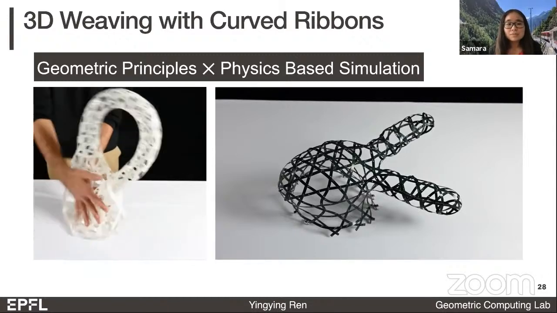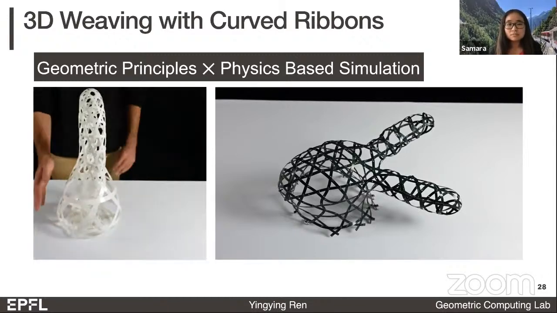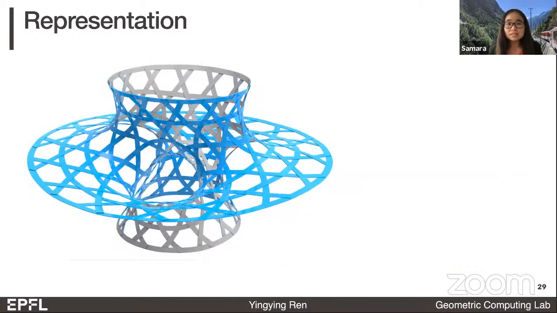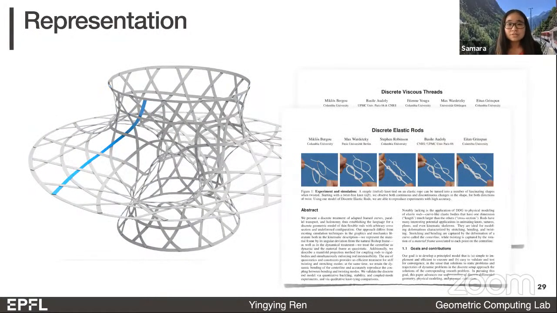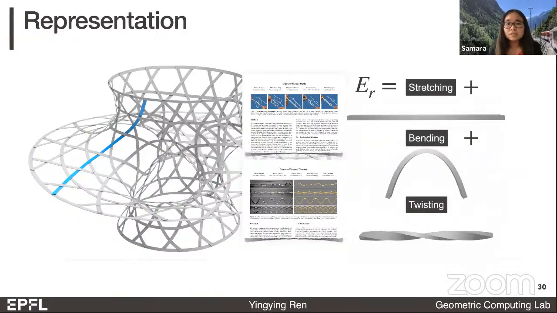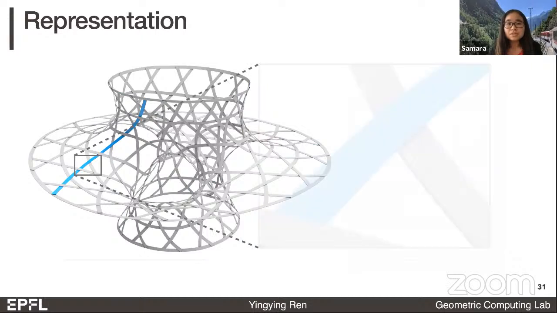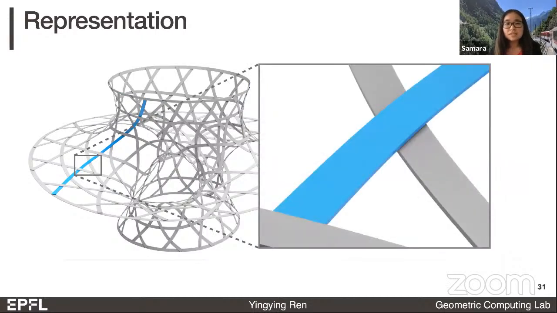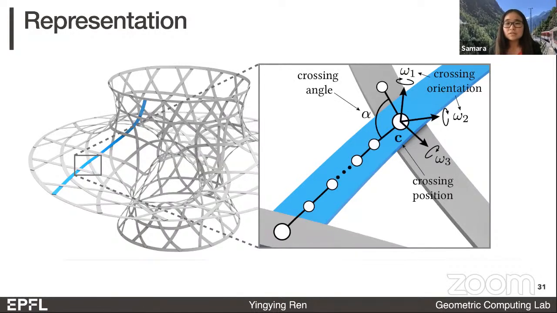I'll briefly describe how our simulation framework works. We model the ribbons as discrete elastic rods. Using this model, we can efficiently compute the stretching, bending, and twisting energy of the ribbons. To model the contact forces between the ribbons and implicitly constrain them to lay flat on top of each other, we parameterize each crossing by a set of reduced variables to efficiently constrain the two crossing ribbons.